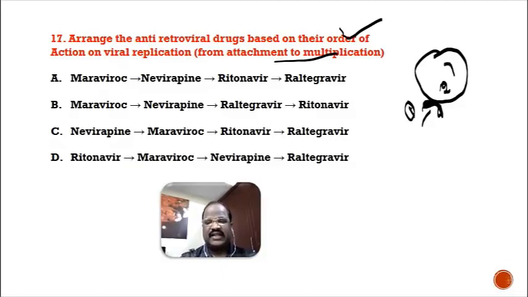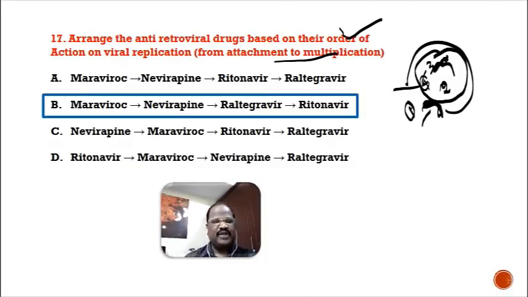The third point is the DNA integrates with the host DNA. The fourth point is newer progeny viruses get assembled and undergo maturation. It is called attachment to maturation, so in this order you should know. Now looking at the options, the right option is option B, maraviroc, because maraviroc is the entry blocker.